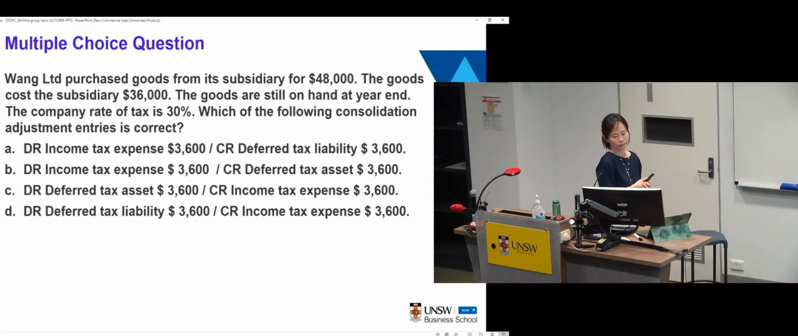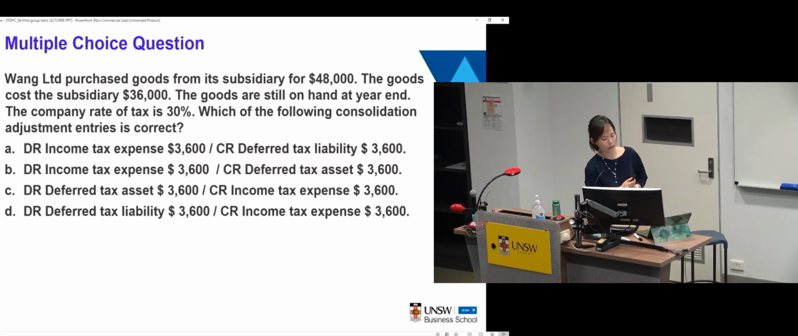Clipchamp? Oh, yes, then what do you think? So 3,600 is the right number, right? How do we get that? 48,000 minus 36,000, the difference is 12,000, right? 12,000 profit remains unrealized, so we need to multiply 30% to get the tax effect adjustment. So 30% of 12,000 is 3,600.